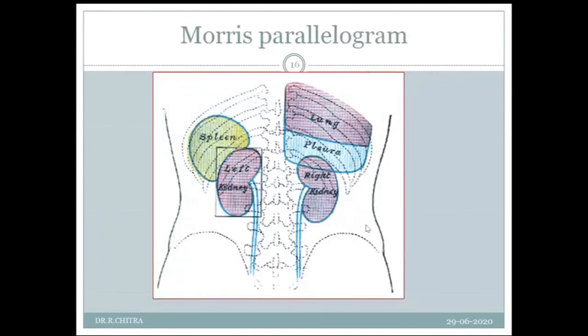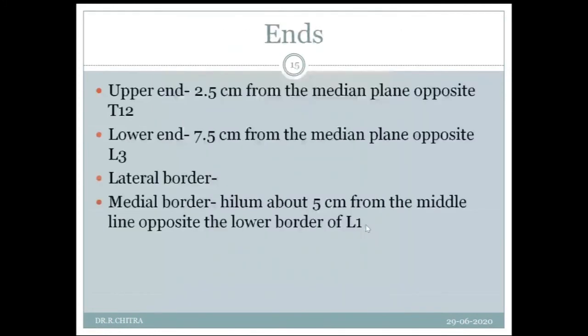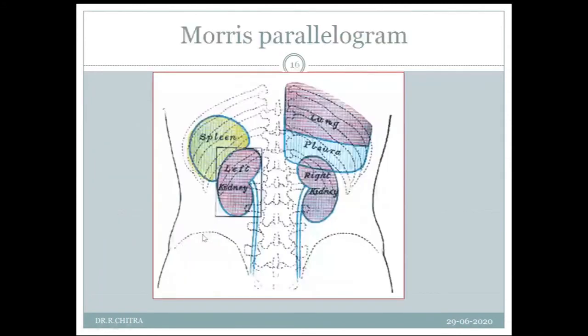Before we go to the Morris parallelogram, we will see the structures passing through the hilum of the kidneys. You should know from front to back: renal vein, renal artery, and pelvis of the ureter. This is how to identify the side of the kidneys. Keep the vein in front, the ureter behind and downwards. The posterior surface will be flat and the anterior surface will be convex. That's the way to identify the side of the kidneys.